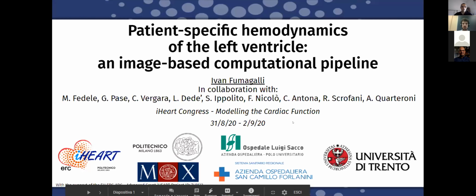Ivan will talk to us about patient-specific hemodynamics for the left ventricle based on images, an image-based computational pipeline.